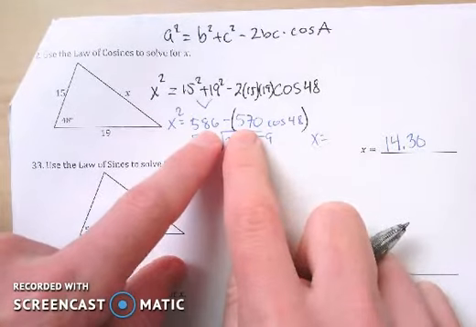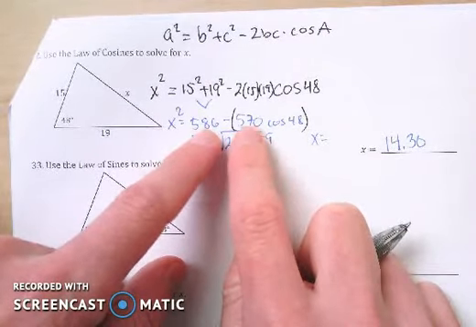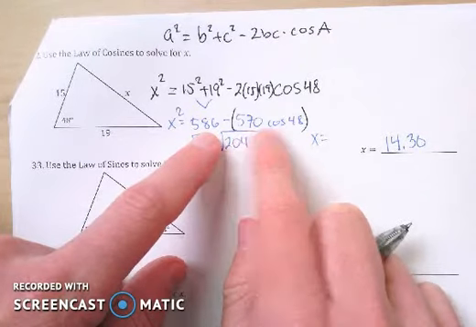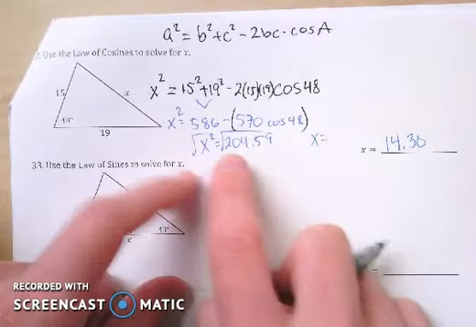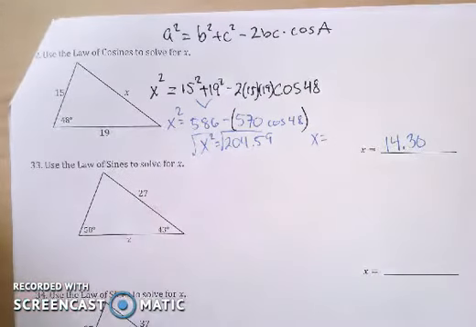Don't subtract these two numbers. If you do that, you're going to get it wrong. Okay, I saw a lot of students do that. They subtracted these two numbers and got like 16. And then you multiply by cosine 48. It's not going to give you the right answer. So throw that in your calculator, you get 204.59. Take the square root of it, you get 14.3.